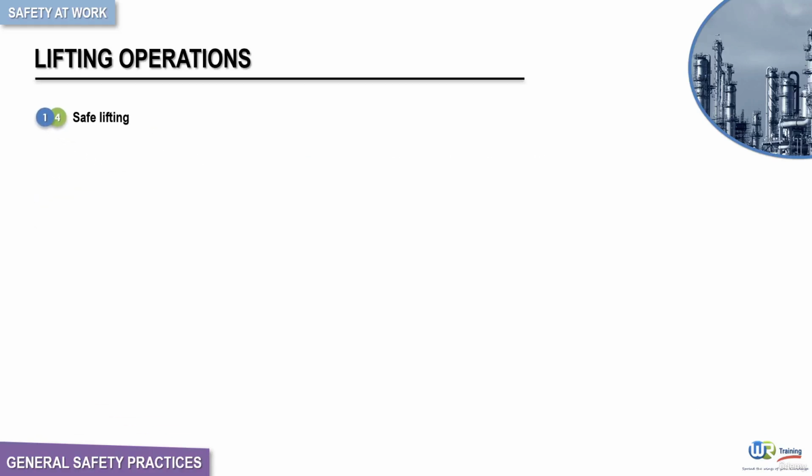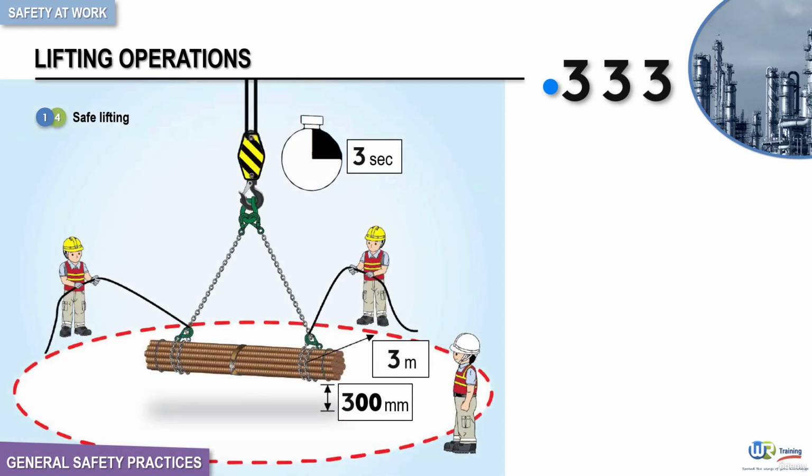Okay, now in addition to all what we have discussed so far, keep in mind the following safety rule. This lifting rule is called 3-3-3 and is symbolically depicted as follows. So keep 3 meters away from the load being lifted. Then lift up the load 300 millimeters from ground. Then wait for 3 seconds to stabilize the load before resuming the lifting operation.